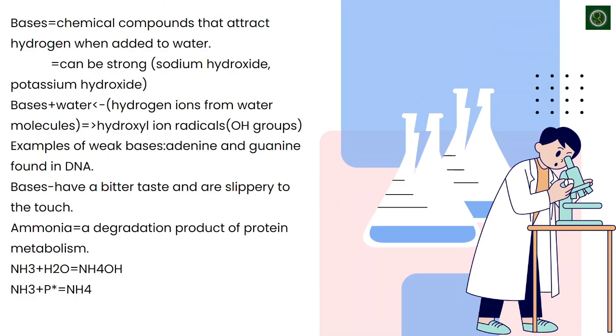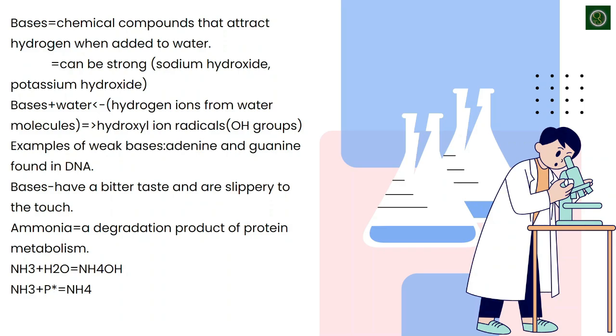Bases. These are chemical compounds that attract hydrogen when added to water. Basically, they are the opposite of acids. These can be strong, such as sodium hydroxide and potassium hydroxide. When these bases are added to water, they attract hydrogen ions from water molecules, leaving behind hydroxyl ion radicals.